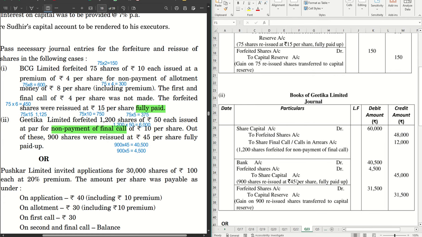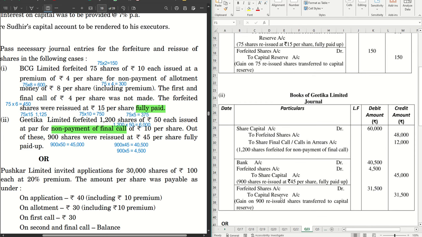So share capital account will be the face value of 900 shares, 900 shares into 50, which is 45,000. That goes into share capital account. Always remember, share capital account will only have the face value, not the discounted value and not the premium value, only the face value. Having done that, now the interesting part, or the most important part where students sometimes go wrong, is calculation of profit on reissue.